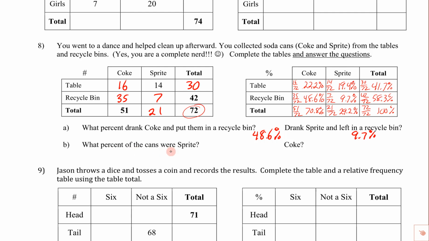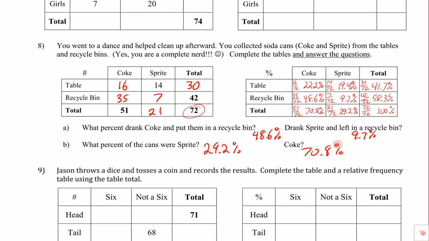What percent of the cans were Sprite? So we're just looking at Sprite, ignoring where they were found. Looking down here, it looks like this is the percent right here, because Sprite that was left on a table and Sprite that was left in a recycle bin add up to the 29.2%. So 29.2%. And then the last one, same question, what percent were Coke? That would be the rest of this 100% right here. If 29.2% of them were Sprite, then 70.8% of them must have been Coke.